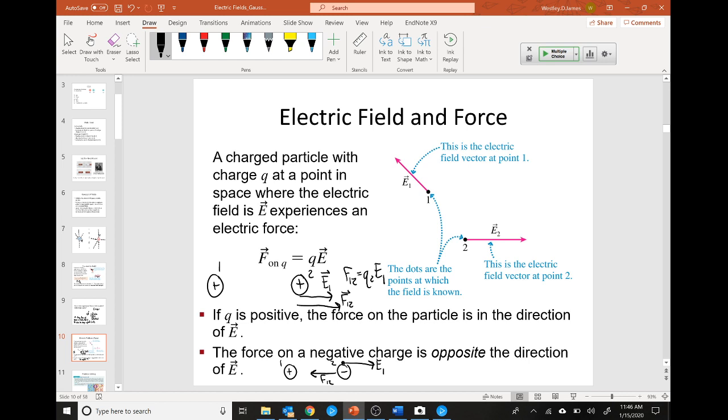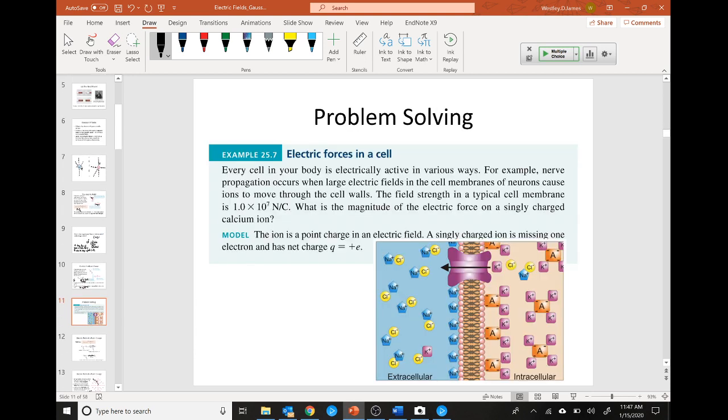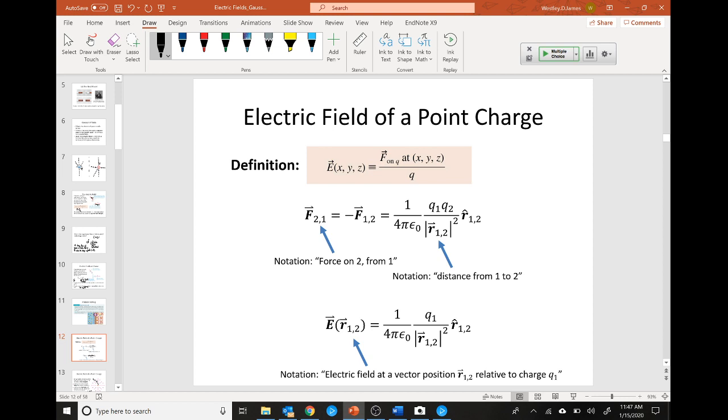This is some foundational stuff. We're talking about electric forces. This is going to continue throughout the rest of the class, so we're going to spend more time on it, but if you have any questions now, please let me know. Okay, I'm going to skip this problem here. I don't necessarily have time.